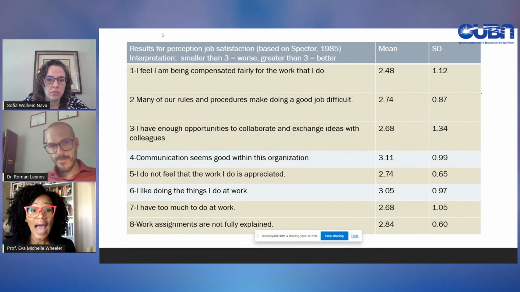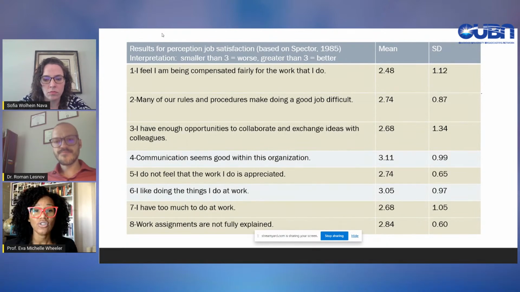Number 5, I do not feel that the work I do is appreciated. And so that was a factor that went down after the pandemic as well. I have too much to do at work. Relating to the quantity of work that instructors were reporting, that was another factor that went down. And work assignments are not fully explained, going to the idea of communication at the department level or at the institutional level. And that was another factor that went down.